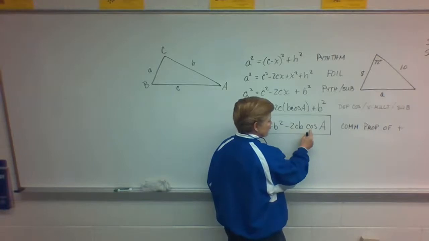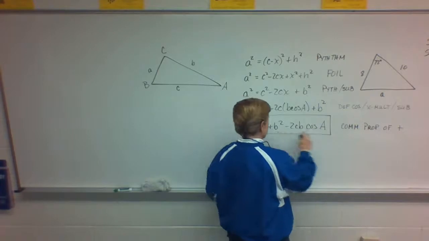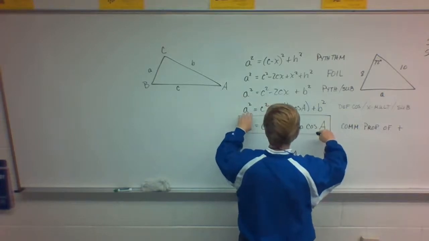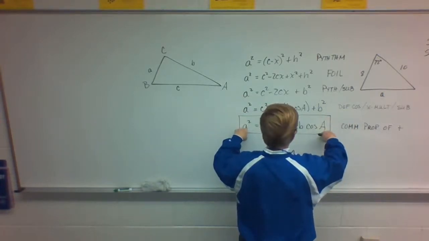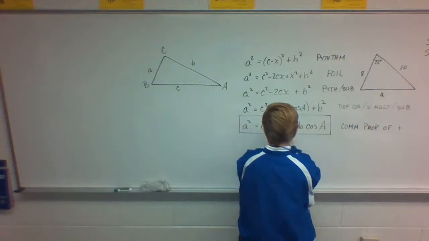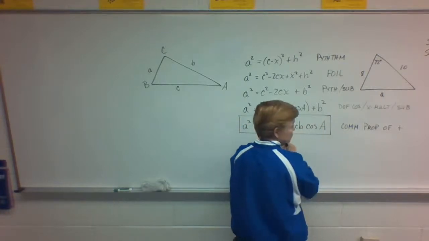And then it's always cosine, and it'll always be the cosine of the angle opposite of the one you started with. These two things are like bookends. You start off with a side, you end up with an angle. And everything in between is the other two sides.